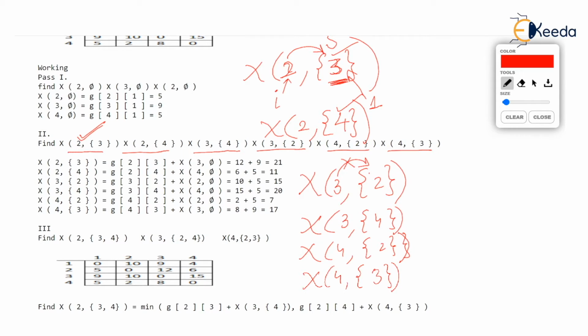Listen, what does this entry mean? X23. X23 means our travel begins with 2 and goes to all vertices of set S. But there is only one vertex in set S, which is 3, and the travel must end with 1. So that's easy. You can find out the cost of this travel. Cost of this travel is cost of 2 to 3 plus cost of 3 to 1. Now starts the fun part.